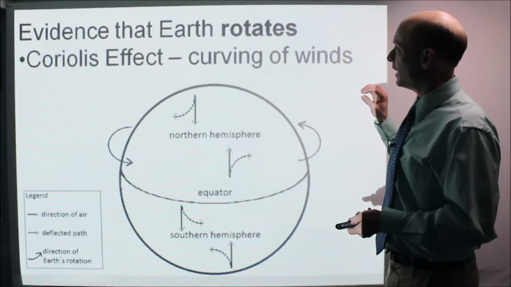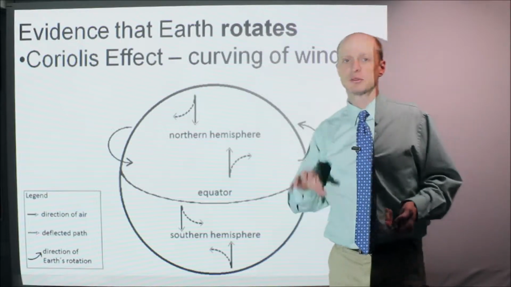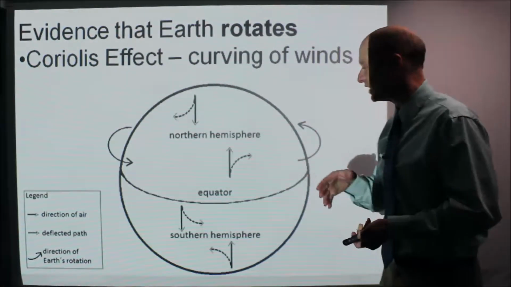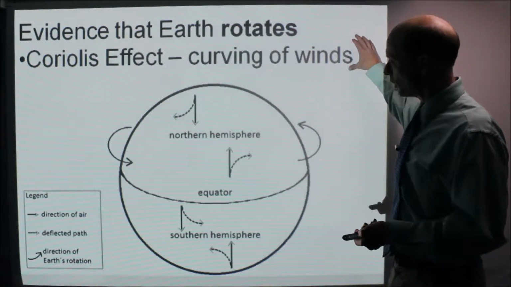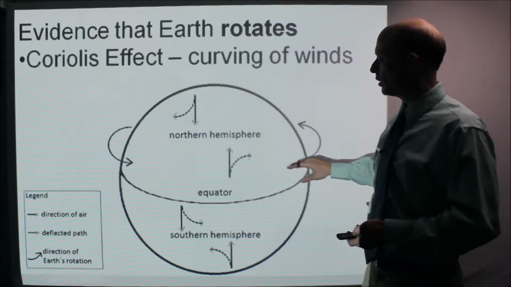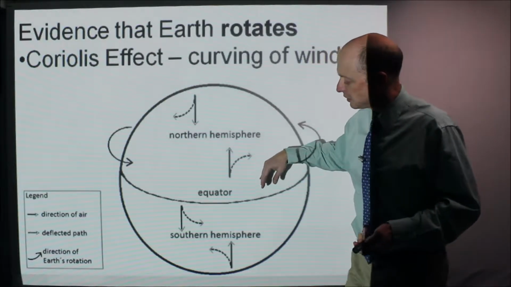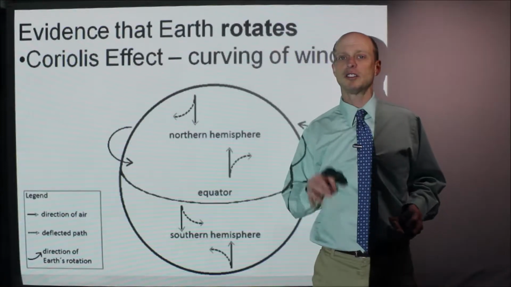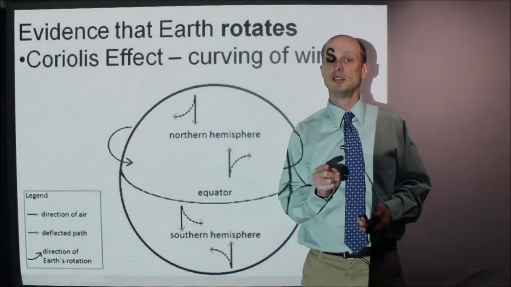Other evidence that Earth rotates is the Coriolis effect. This was covered in the weather unit if you've watched that video already, but the Coriolis effect is the curving of winds on Earth. They curve to the right in the northern hemisphere and to the left in the southern hemisphere. Also evidence that Earth rotates. Make sure you know these.